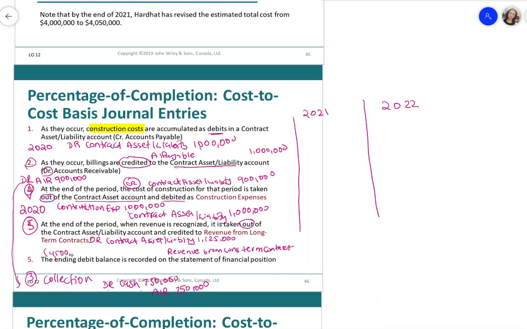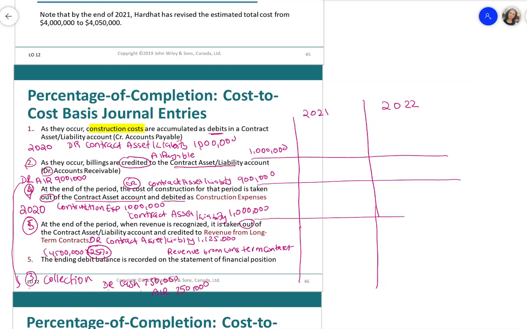The transaction price is 4.5 million, and we multiply by 25%, because only 25% of the project is completed. So we can only recognize 25% of the project. Now those are the only 5 entries for each year: entry 1, 2, 3, 4, and 5. So now we could do the entries for each year. This is my 5th entry, this is my 4th entry, this is my 3rd entry, and this is my 1st entry.